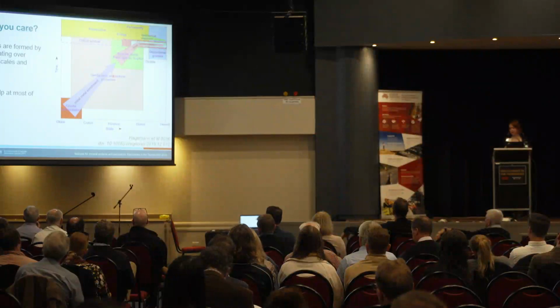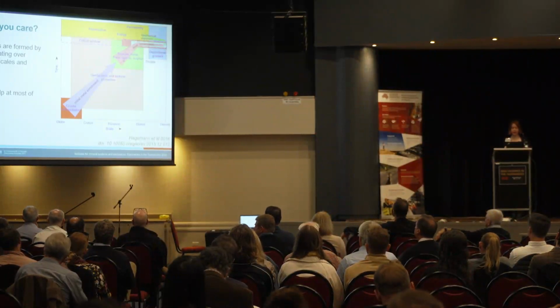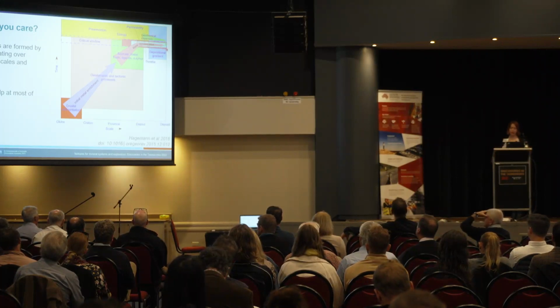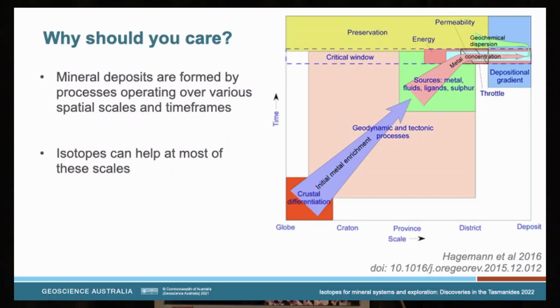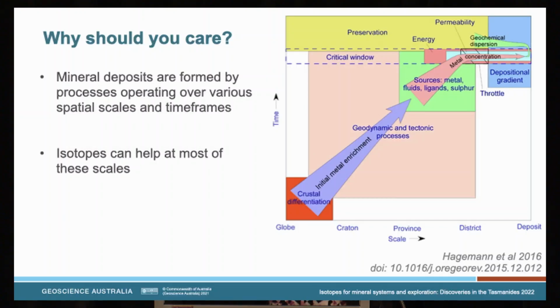And then, as you focus in, you have enrichment of metals through geodynamic and tectonic processes, focusing fluid flow, directing it all the way through to the really tiny scale, relative to the size of the whole Earth, of the mineral deposit at the end. All the way through, there are processes that make it likely or less likely for a deposit to form in a certain time and place. And I wanted to point out that isotopes can help at most of these scales, along, of course, with other techniques.